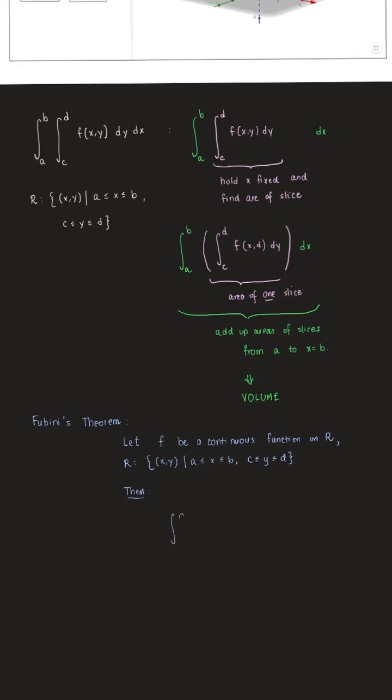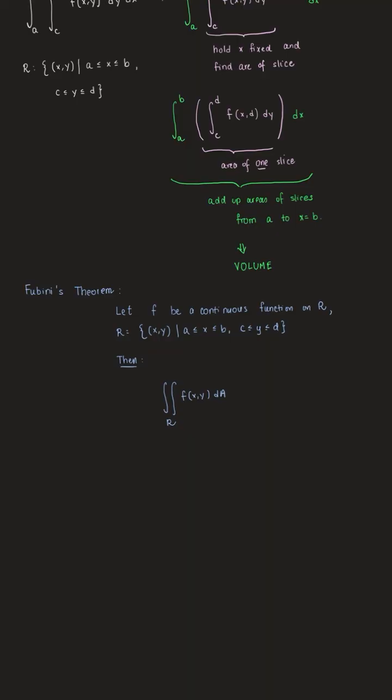The double integral over our region R of f of x, y, dA, where that represents our little area element, change in x, change in y, equals the integral from a to b, and then the integral from c to d of f of x, y, dy dx, which is also equal to the integral from c to d, integral from a to b of f of x, y, dx dy.